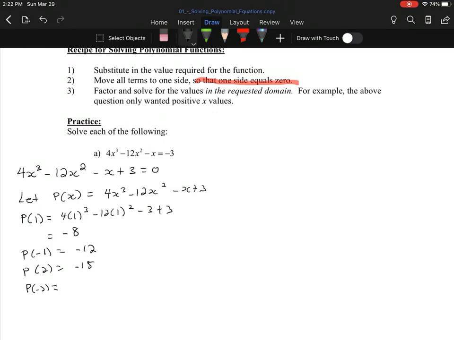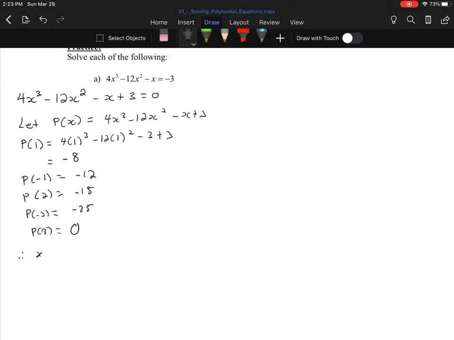P of negative 2. Negative 75. P of 3. Zero. Finally, I found p of 3 equals 0.